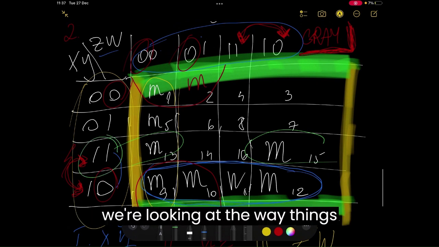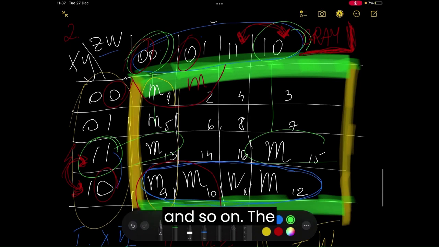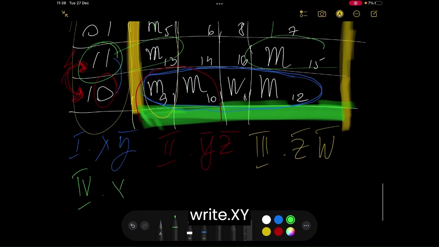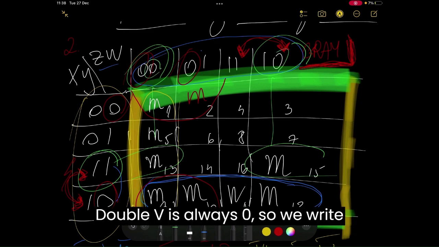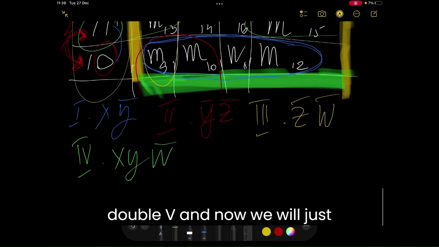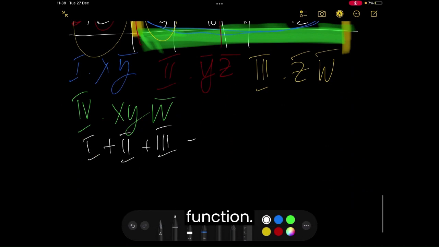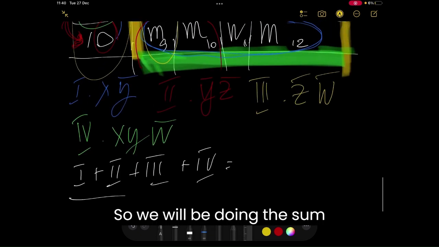So we're looking at the way things change in the respective columns. So on the columns, nothing changes. So we just write X, Y. And on lines, we see that double V is always zero. So we write double V. And now we will just be adding these in order to get our function. So we will be doing the sum now.